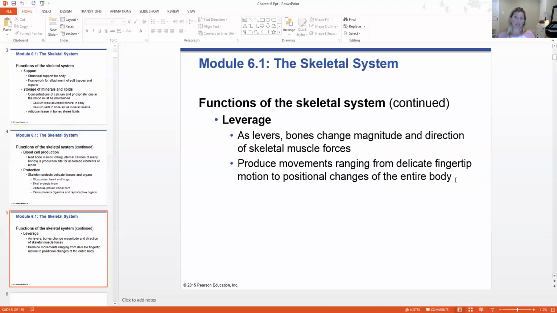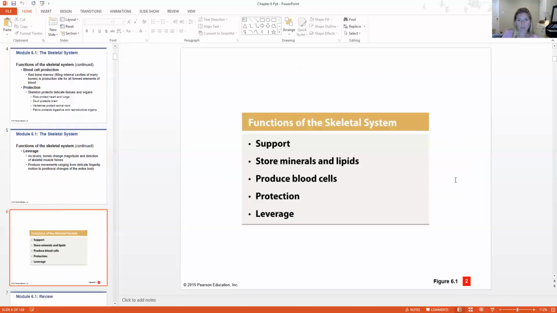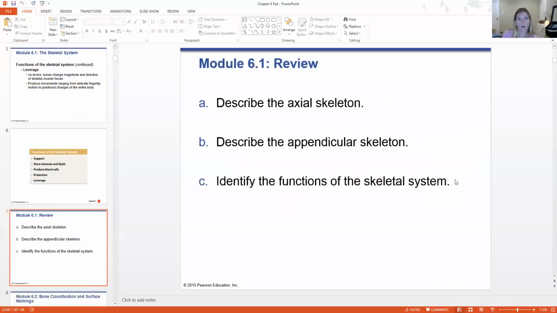They're also there for leverage. Leverage in terms of movement. Your skeletal muscles attach to your skeleton to provide movement. They act as levers for overall movement. This is just a summary from your book. You can pause the video, go back and answer these 3 questions.